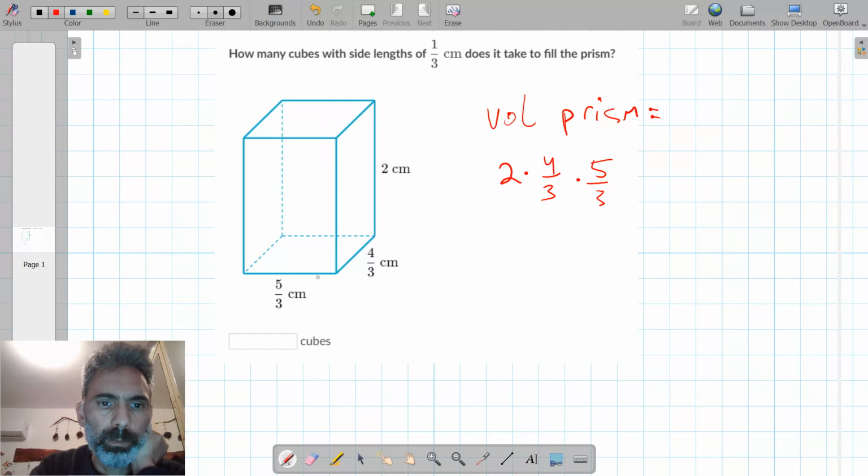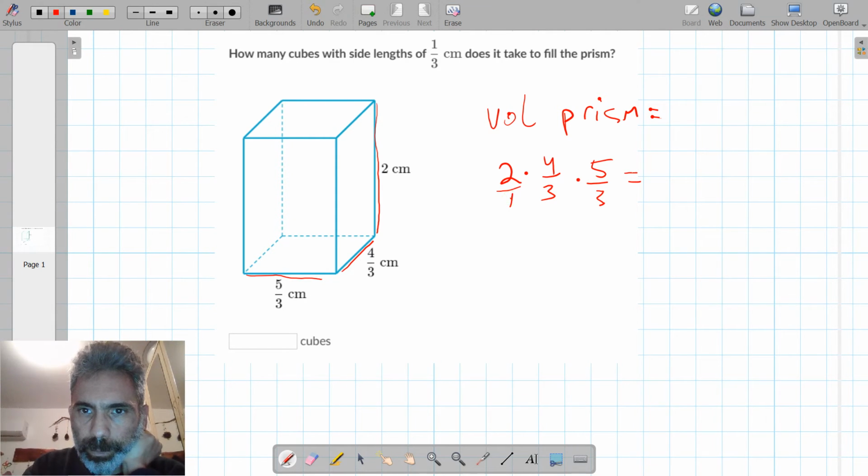is 5/3 times 4/3, and the height is 2 centimeters. So this is the base, 5/3 times 4/3, times the height, which is 2 centimeters. This gives us the total volume of the prism.